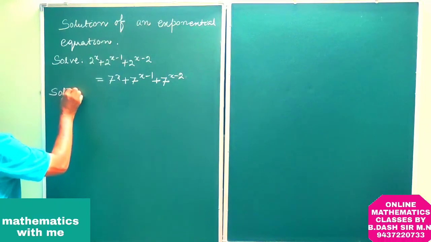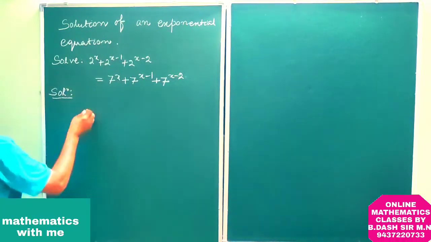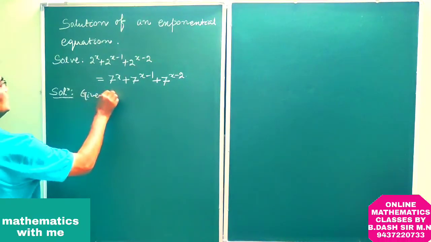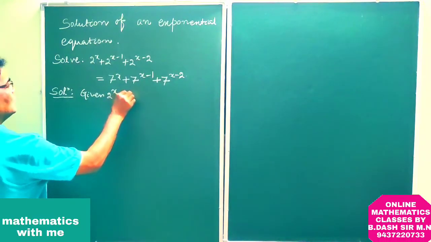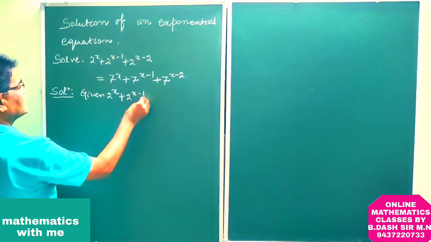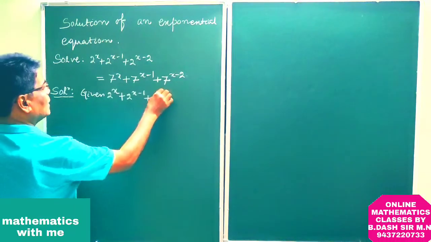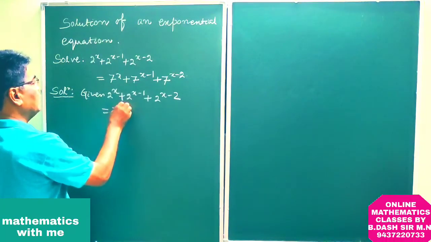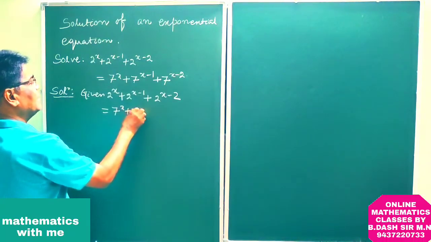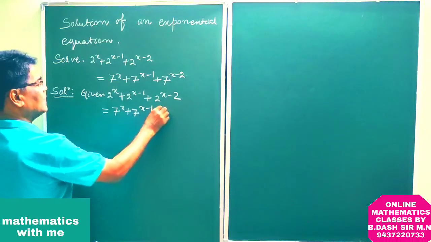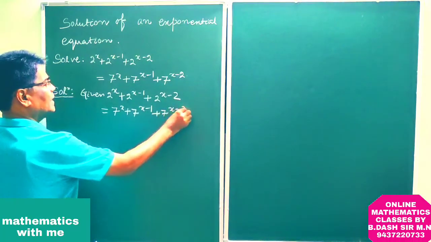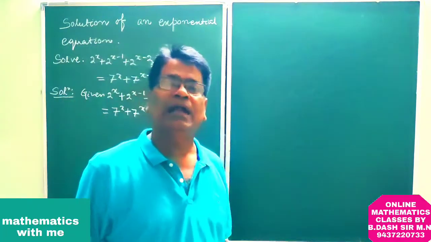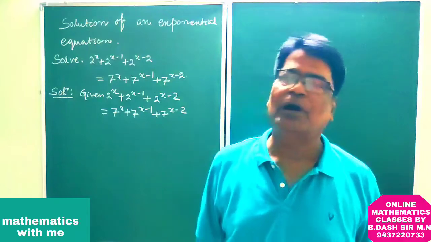Solution. Given 2^x + 2^(x-1) + 2^(x-2) = 7^x + 7^(x-1) + 7^(x-2). We have to solve this equation and find the solution for x.